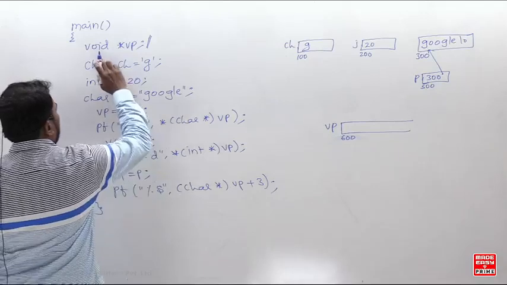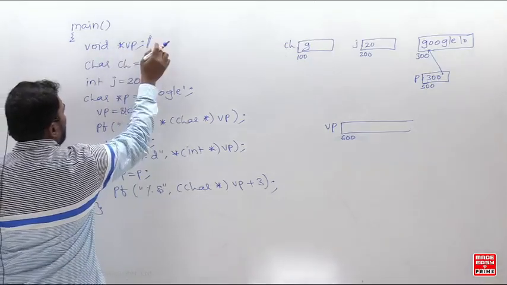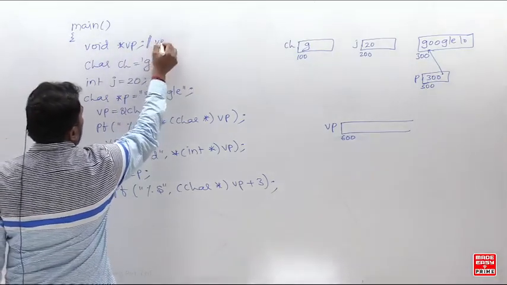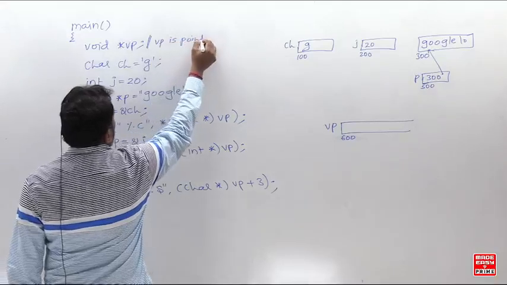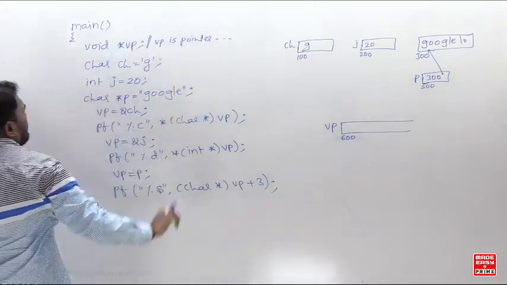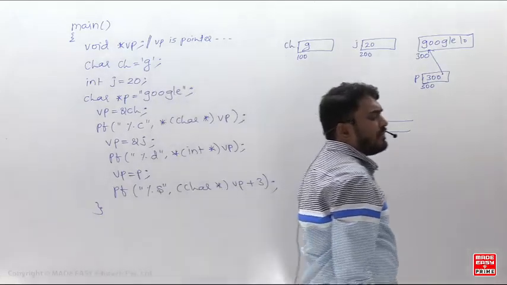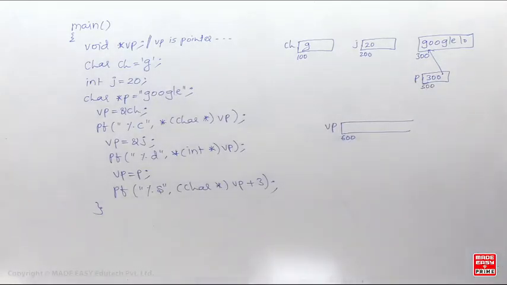Okay, understand here. Listen carefully: void star VP. What is this called? Note down in the comments: VP is a pointer variable of type void, where we can store the address of any type of variable.